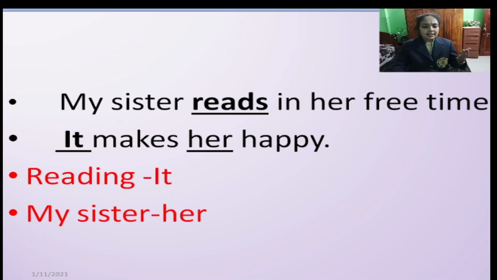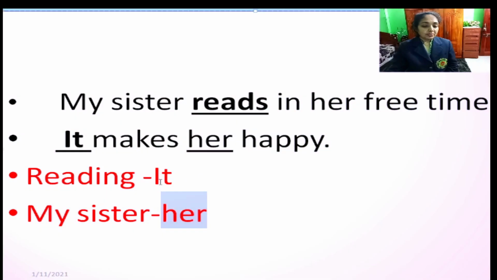What is said here? It is said here that my sister reads in her free time. It makes her happy. What makes her happy? Reading makes her happy. Reading makes whom happy? Reading makes my sister happy. So here, in place of reading, it is used, and in place of my sister, her is used.